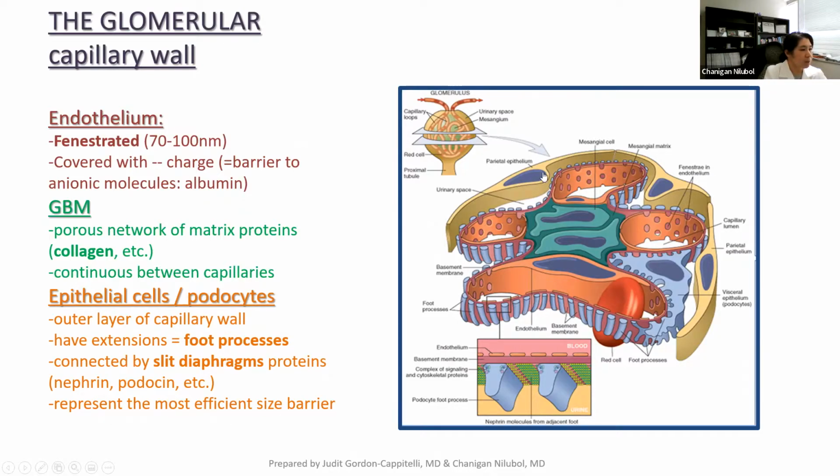And so this is kind of what the structure in the glomeruli looks like, and in each kidney you have about 1 million of these. 1 million glomeruli for each kidney.